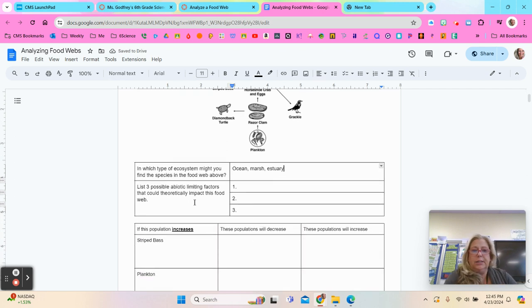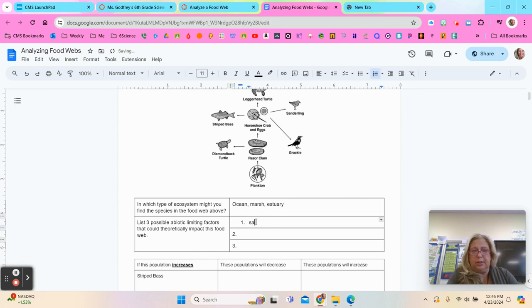All right, the next thing says list 3 possible abiotic limiting factors that could theoretically impact this food web. All right, so abiotic means not living. And then limiting factors are factors that prevent reproduction, growth, health of different ecosystems or different populations in the ecosystem. So I'm going to say something like this: the saltiness of the ocean. You could say salinity. That would be better. That could be one.